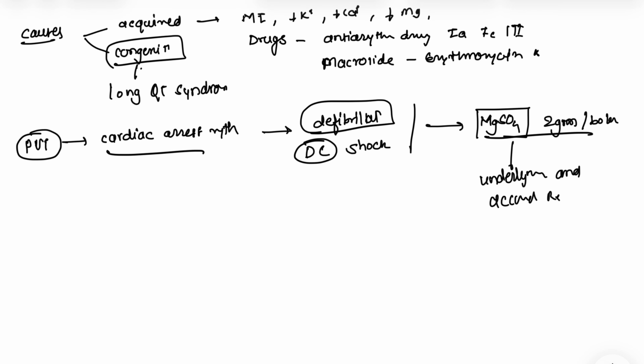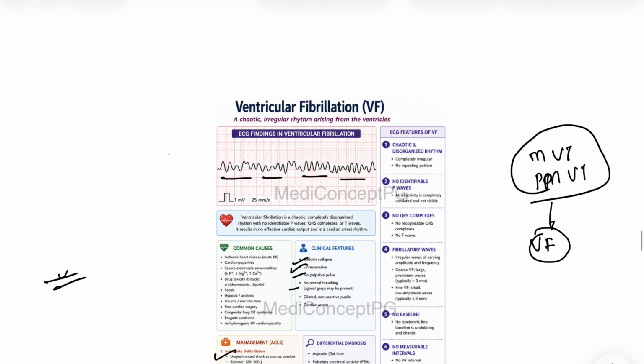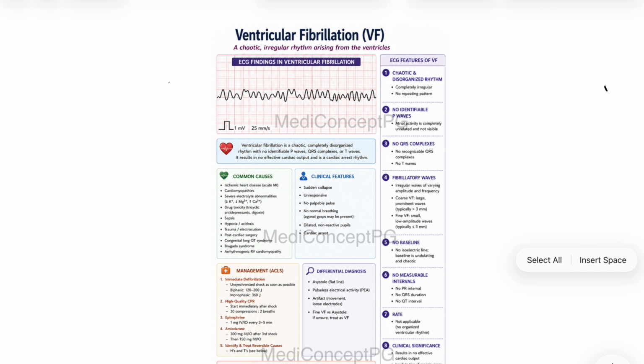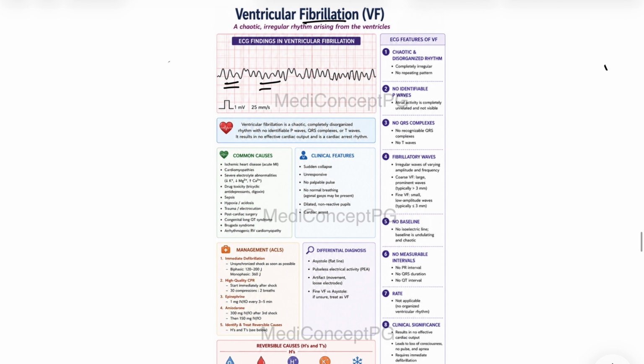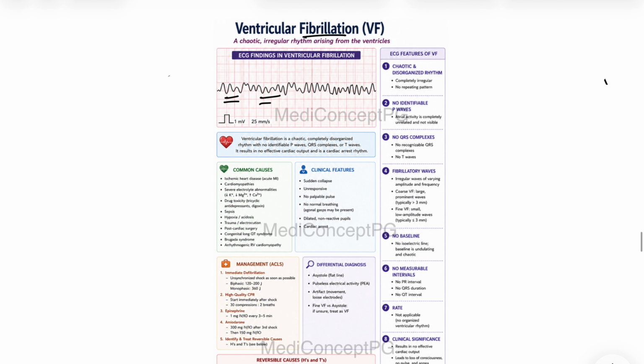Right? Then what is ventricular fibrillation? As you can see, the meaning lies within the name, that is the fibrillation. So these are the fibrillating waves. There is no organized R wave, P wave or QRS complex. So this is ventricular fibrillation. And what is the management of this patient? The management of this patient is to treat it as per the cardiac arrest algorithm.